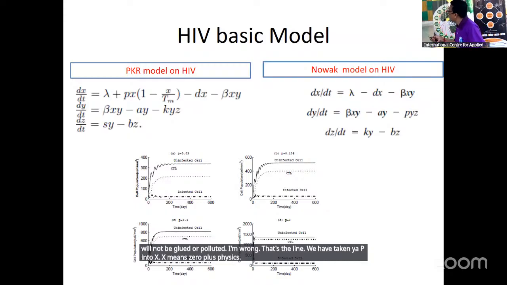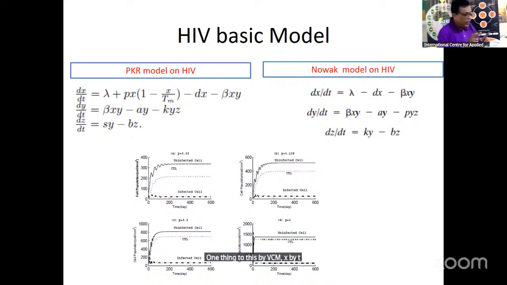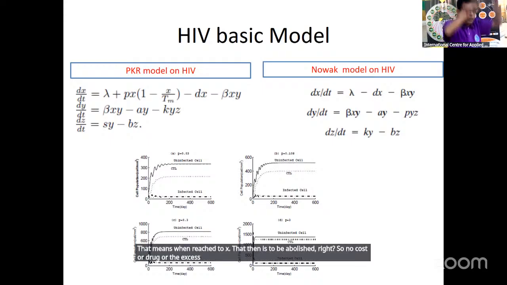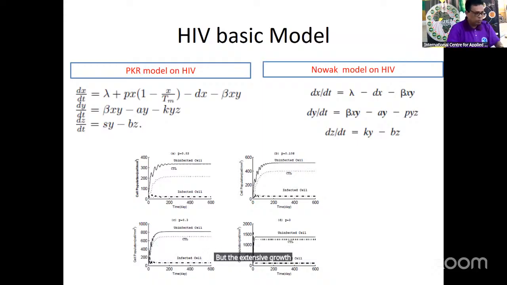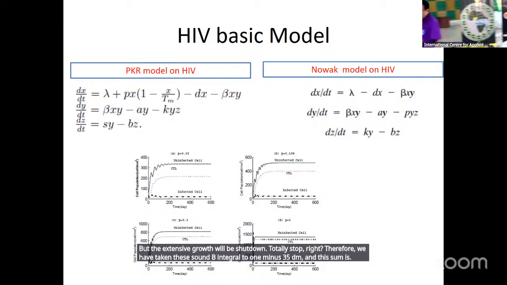One minus X by Tm. That means when X reaches Tm, that term is abolished, so the excessive growth will be shut down, totally stopped. Therefore, we have taken this term P into X into 1 minus X by Tm. And this term is Px.